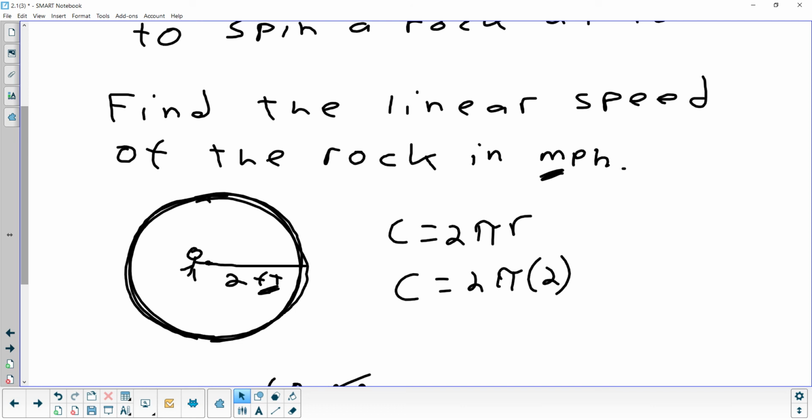It's 2 pi times 2. And Sean, if I simplify that, but leave my answer as a multiple of pi, what do I have? What's 2 pi times 2? Yeah, 4 pi. So there are 4 pi feet in a circumference. 4 pi feet in 1 revolution. So let's write that down.